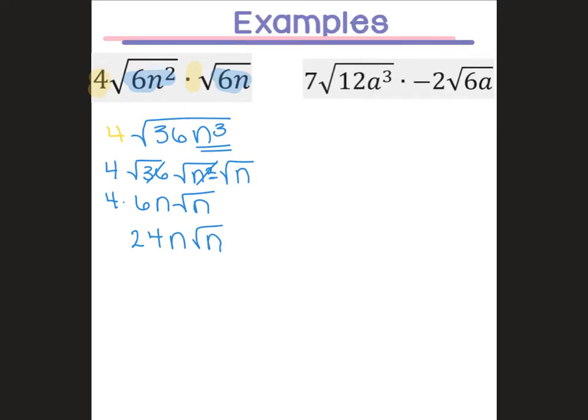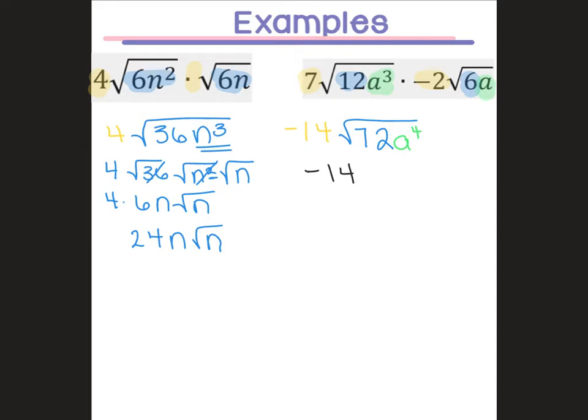For the next example, again, multiply the numbers out in front. So 7 times -2 is -14. You can multiply the numbers inside the radical. So 12 times 6 is 72. You can then multiply your variables. So a to the third times a is a to the fourth. Then I want to simplify the radical.